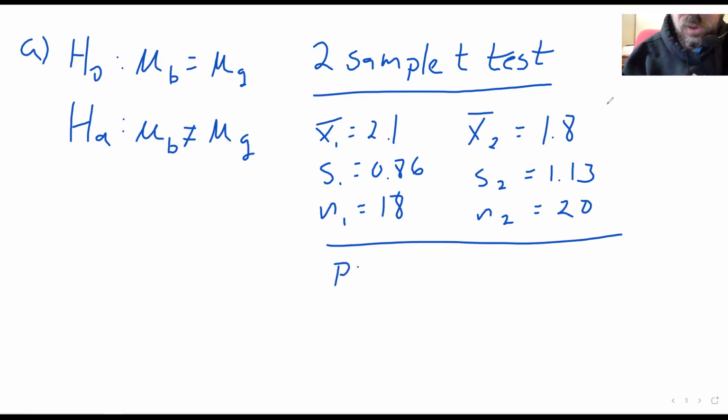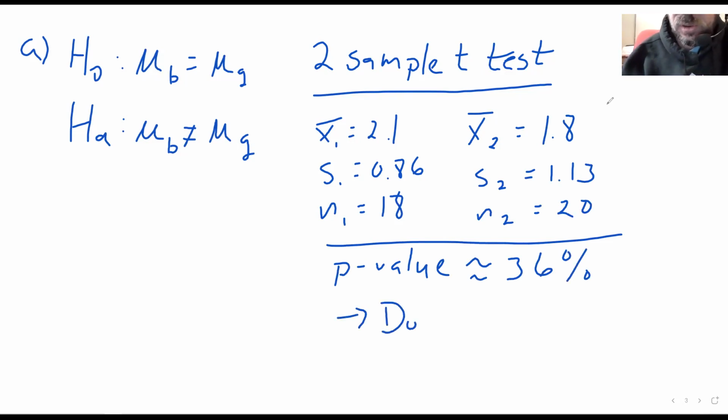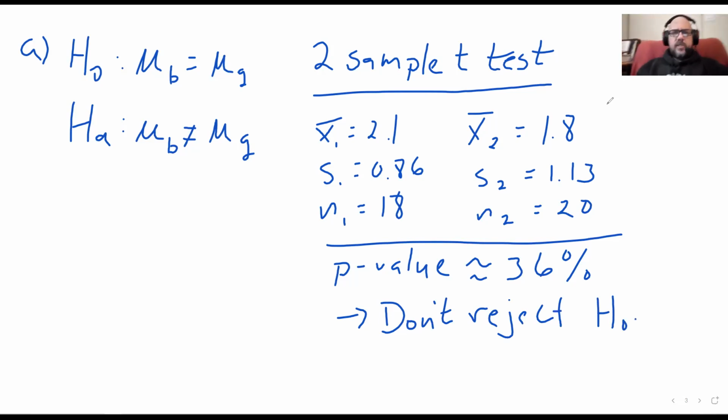P-value equals or about equal to 36%. Don't reject the null hypothesis. And then let's make a nice conclusion here.